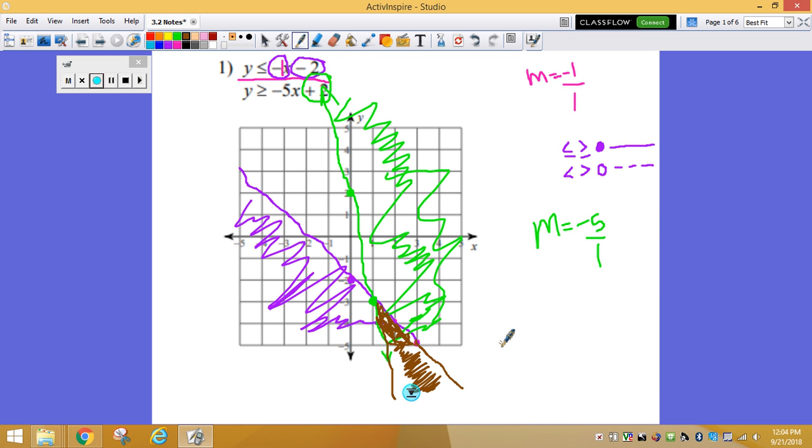So like we could do the ordered pair (2, negative 5). Let me get another color. (2, negative 5) is right here. Well, that's in the brown area. So (2, negative 5) would be an answer. The ordered pair (0, 1) is not going to be an answer because that's up here and that's not in the brown area. Okay, let's do another one.